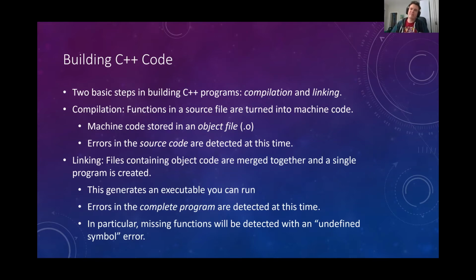Then linking is when you take all of your object files and merge them together into a single program. This gives you an executable you can run or a library you can work with, which we'll talk about a little later. If there are any errors in the complete program, these are detected at this time. This is where you get your undefined reference to blah blah blah error. That comes at the linking stage.